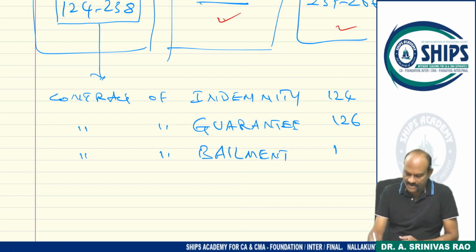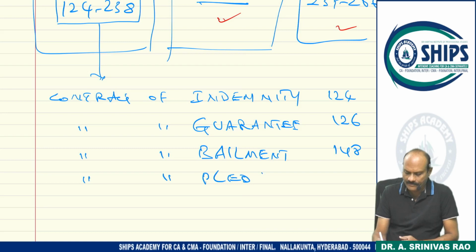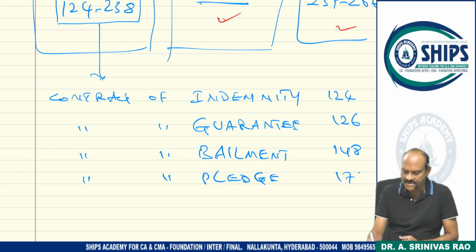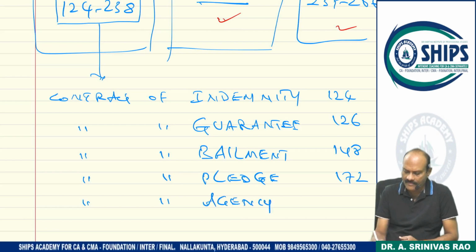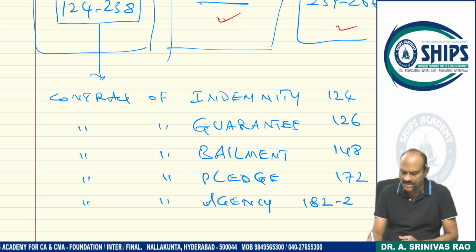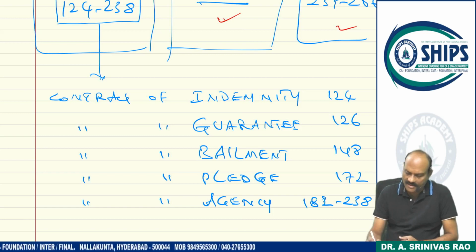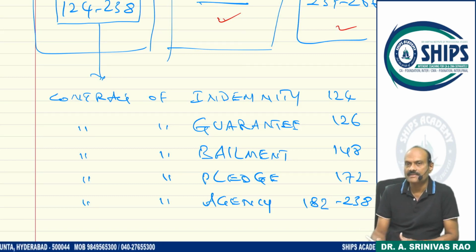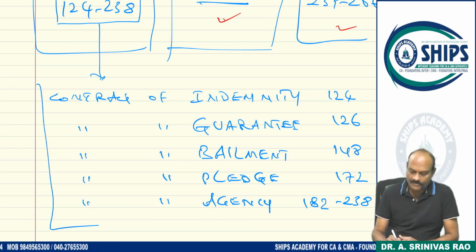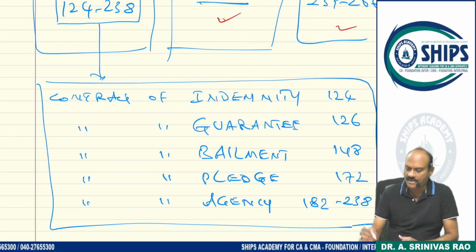Contract of bailment, section 148. Contract of pledge, 172. Contract of agency, 182 to section 238. These are all called special contracts.